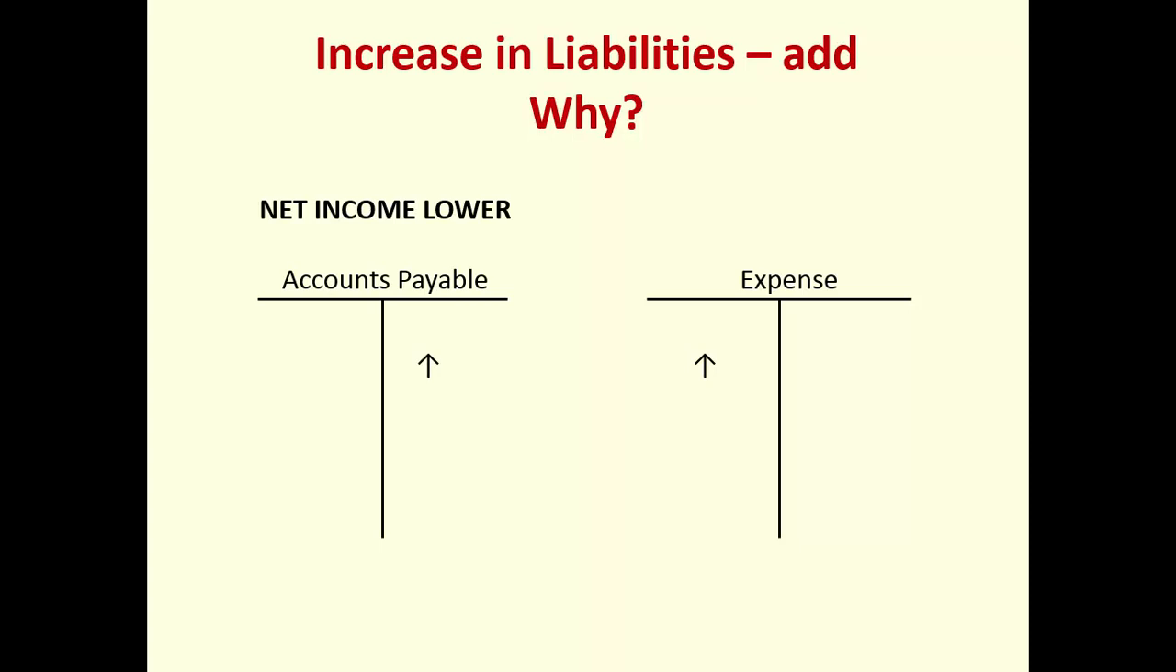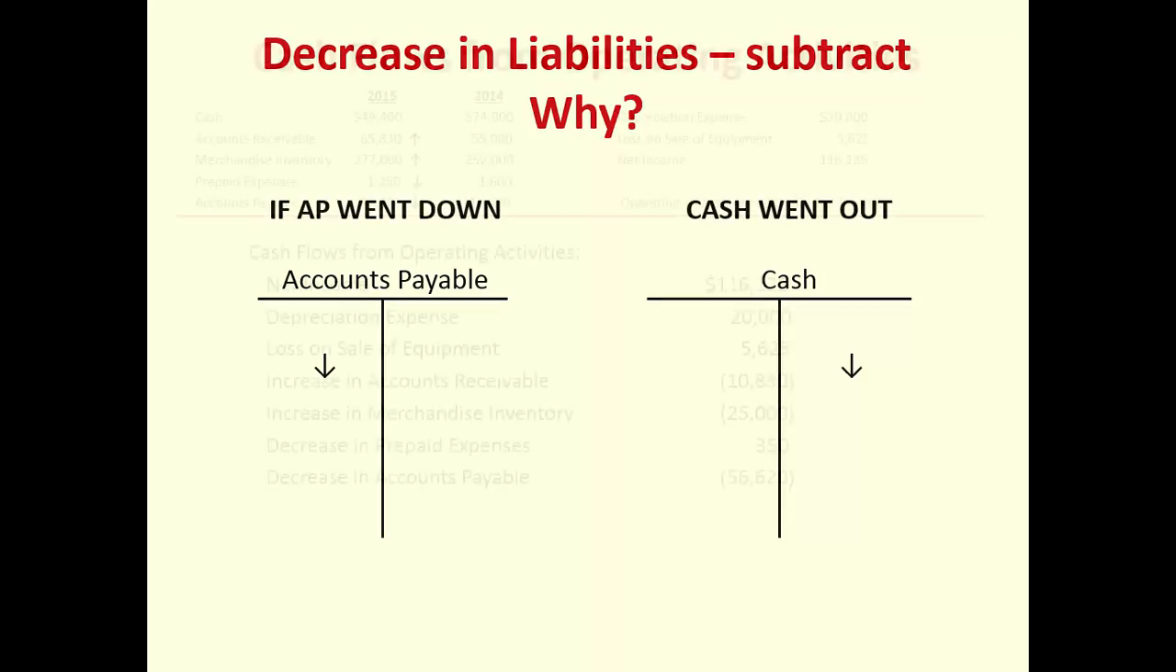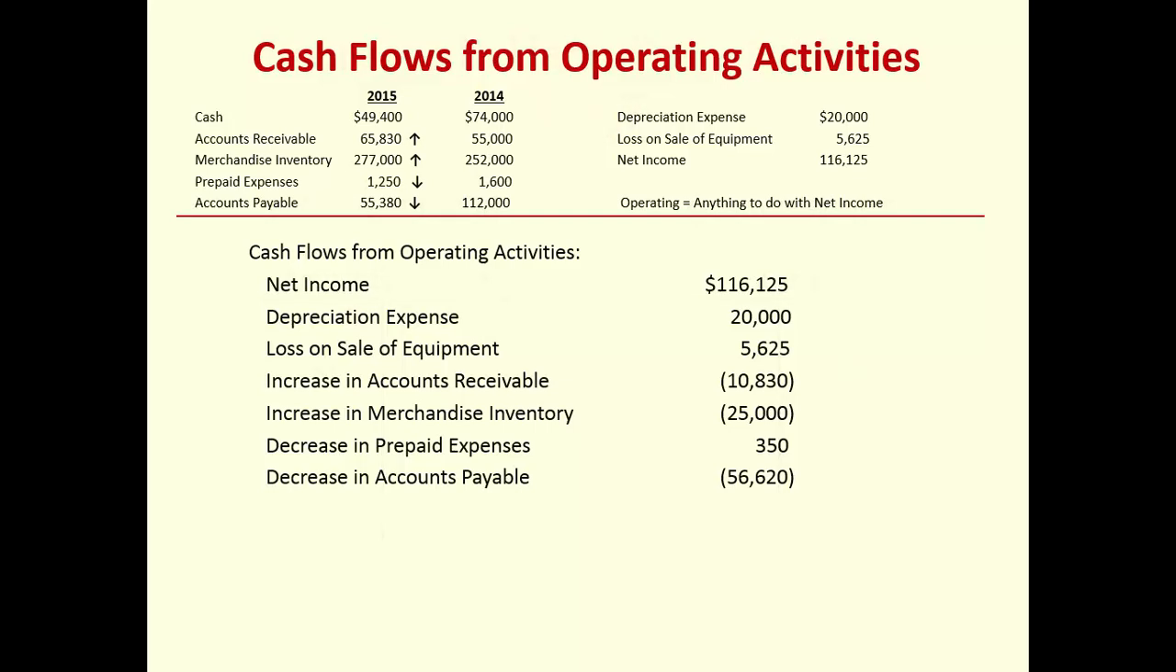So if accounts payable went up, that means my net income is lower and I need to add it back in, because on the other side I recorded an expense, but no cash went out. So to get from accrual to cash, I do the same when a liability changes. And if accounts payable went down, that means I paid my bill. That explains why I subtract it. Okay, so accounts payable went down 56,620, so I subtract it.